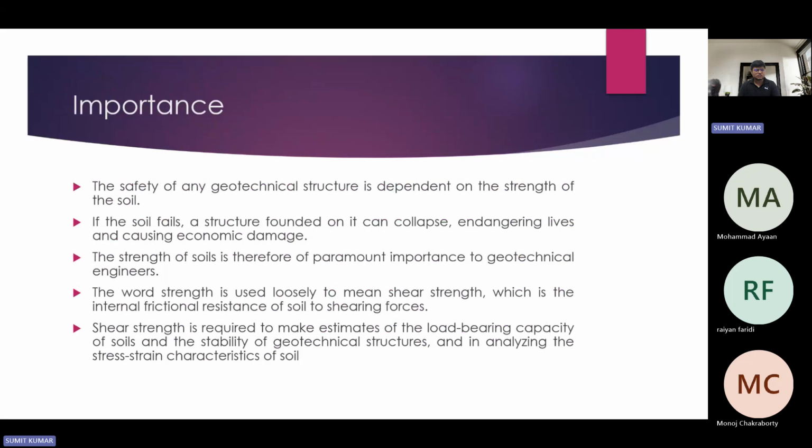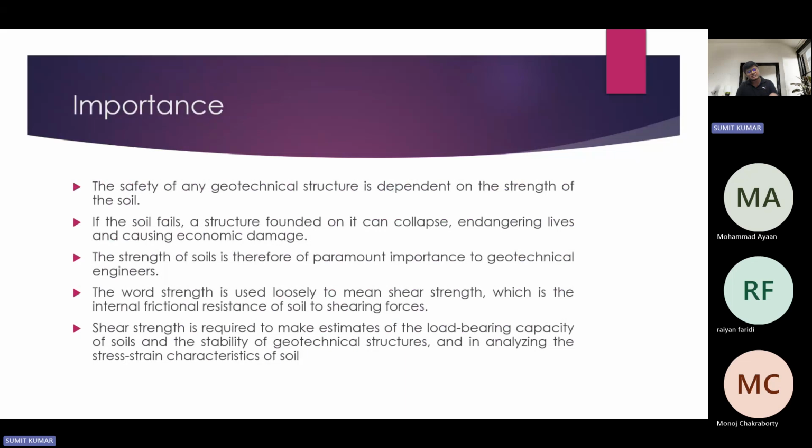Over there the construction is going to take place, not only for the construction of multi-story buildings, but for the construction of roadways, railways, or maybe bridges. At every instance, the first thing asked by the practicing engineer is to provide the soil report. Why is that soil report very much important?